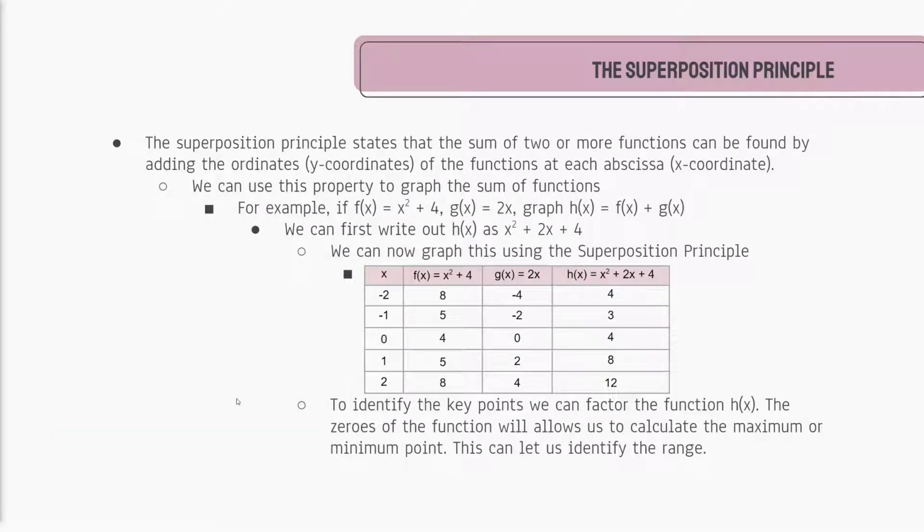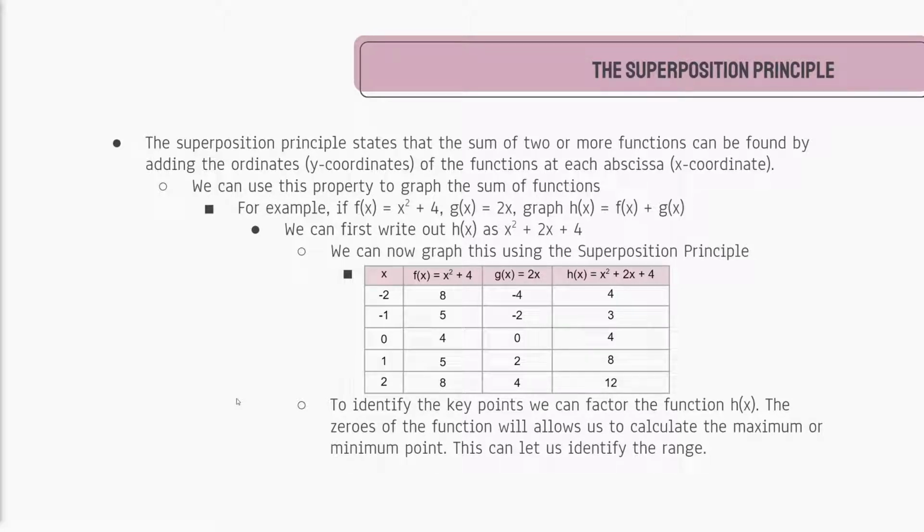The superposition principle states that the sum of two or more functions can be found by adding the ordinates of the function, which means the y-coordinates. As you can see, this was found a long time ago, since they're using words we haven't heard in a really long time, as well as adding the ordinates of the function to each x-coordinate of the function. That sounds pretty simple, and we can use this property to graph any sum of functions.